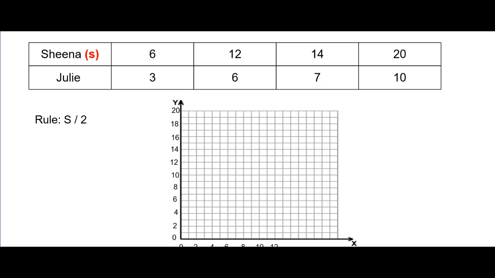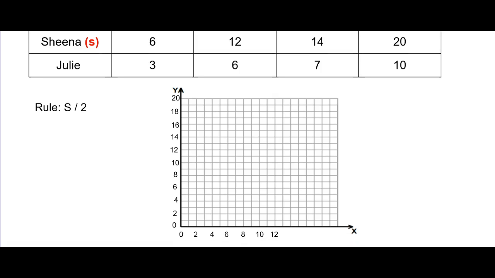Okay, so this is from yesterday also. We had Sheena, who is S, and Julie. We found that the rule was whatever Sheena has, we divide by 2 in order to find Julie. So let's graph this. Once again, we're going to put some labels. Sheena's going to go on the x-axis, and Julie's going to be on our y-axis. When Sheena had 6, Julie had 3, so plotting a point right there. It goes right on the intersecting lines right there.